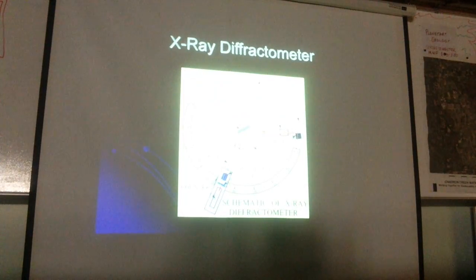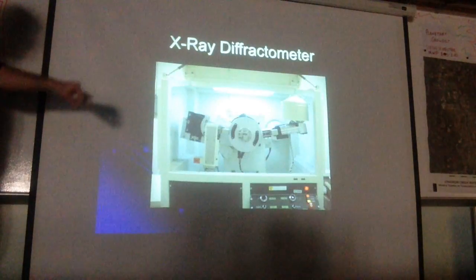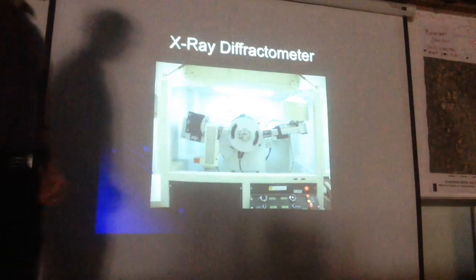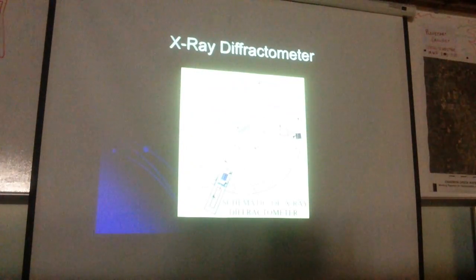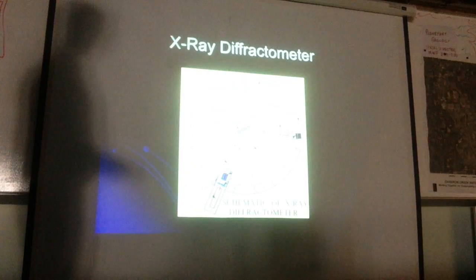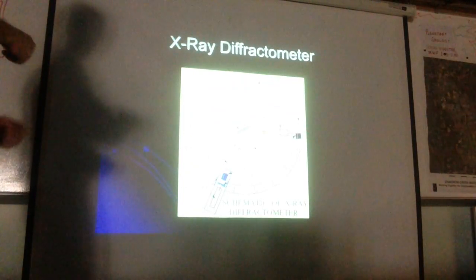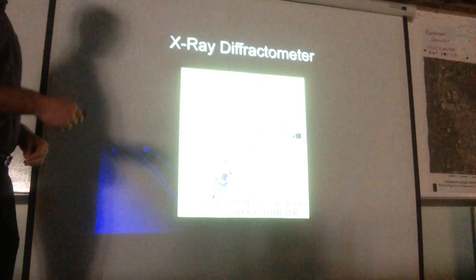Anyways, so what you were looking at in the previous slide here was pretty much this. In this case, we can see here's our X-ray tube. They sort of flipped it around on us, but here's the diffractometer circle.